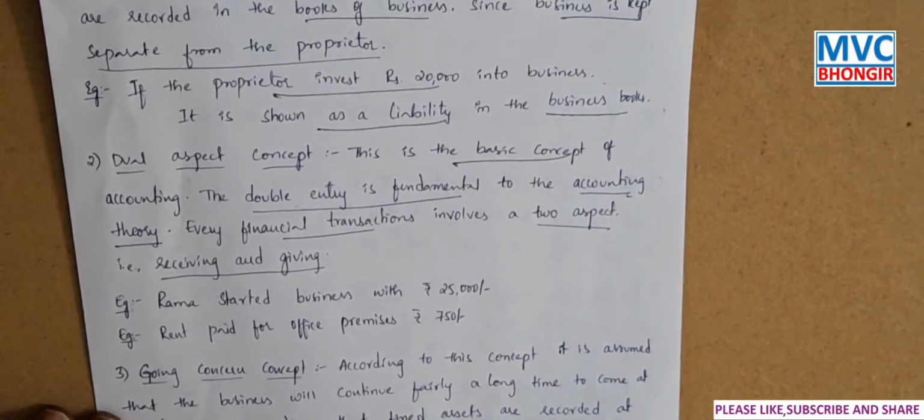Here we are taking another example, that is rent paid for office premises, rupees 750. Here also we have to consider it in two aspects. We are taking a building for office use, and for that we are paying some rent. So the cash is given to the others, that is the owner of that building, and here we are taking the service of the rent. So dual aspect means two aspects will be considered.